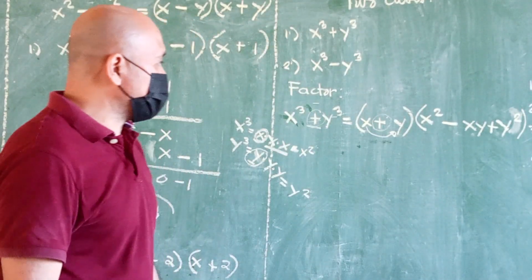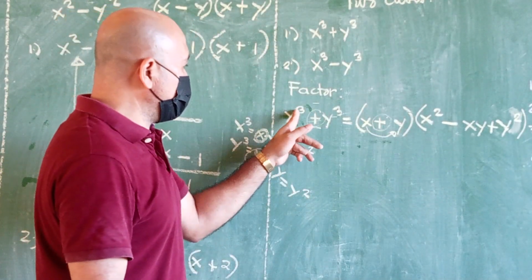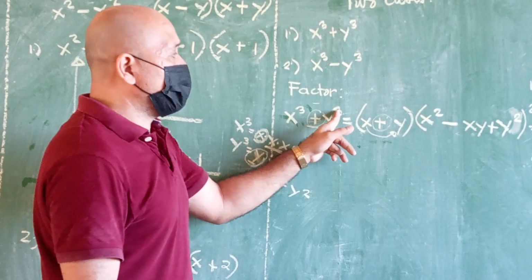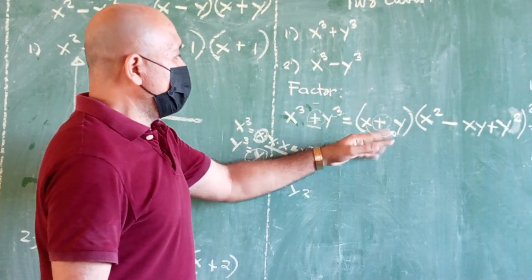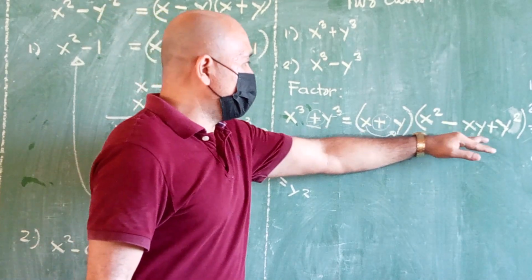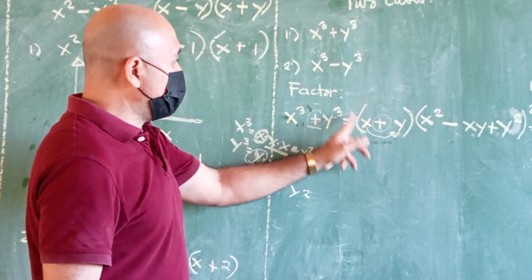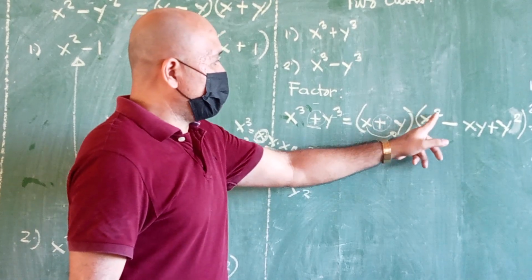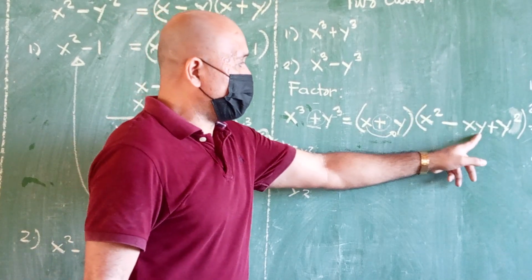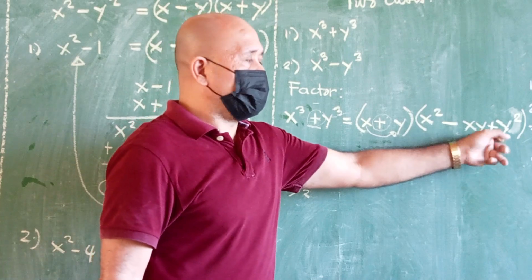So therefore, when you factor out x cubed plus y cubed, the resulting factors are the product of the binomial and trinomial. And these are the quantity x plus y times the quantity x squared minus xy plus y squared.